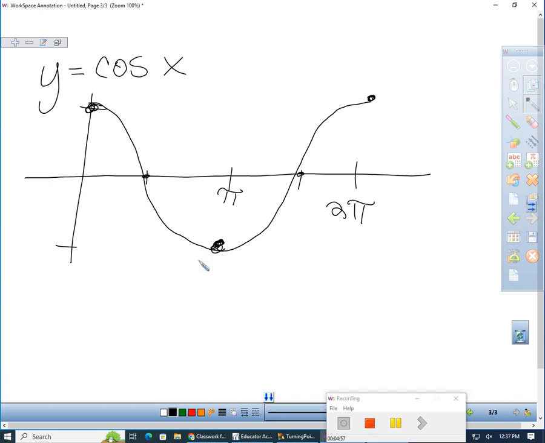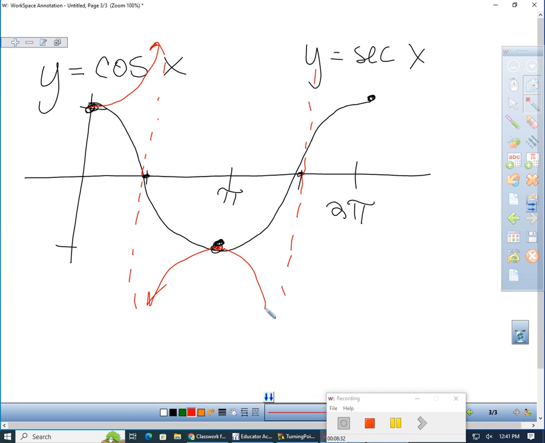So what do you think happens when we talk about secant? Any place that there's a 0 for cosine becomes an asymptote. So I have an asymptote here, and I have an asymptote here. Where my amplitude is, it's going to start and approach my asymptote. Again, here at the bottom, it's going to approach my asymptotes. And then here, it's going to approach my asymptote. So you actually end up with 2 curves coming in and 1 at the bottom.